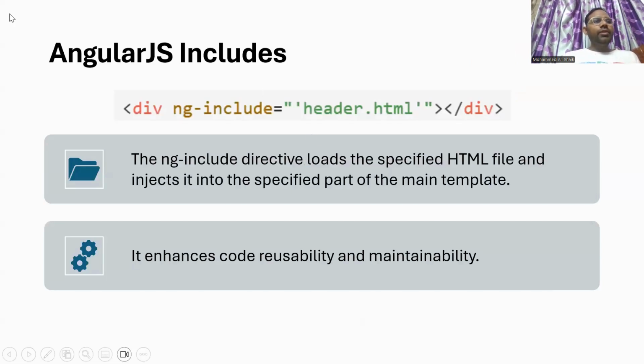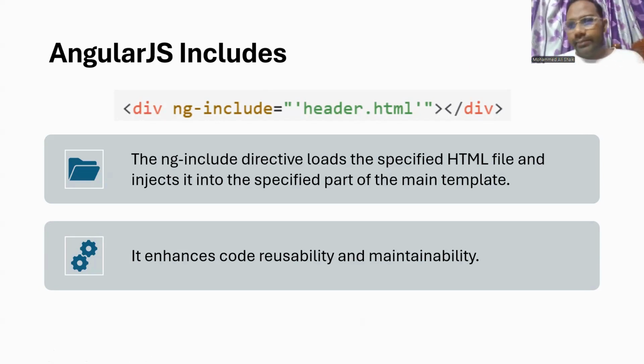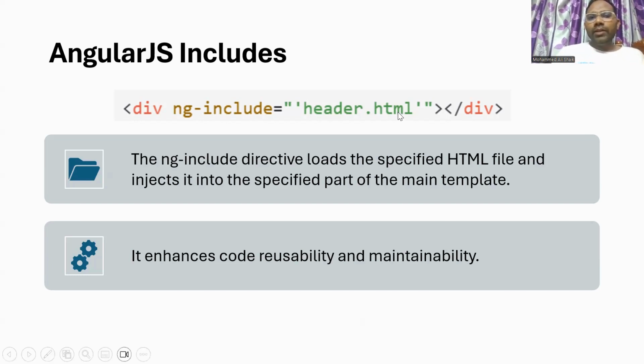So in AngularJS, if you want to include an external file, meaning we want to add one external file, then we are going to use ng-include. Okay. So we can use this in either a div tag. Generally, we use a div tag because it is called a container. Or you can use it in a paragraph tag or any other tag as desired. Okay. So this div ng-include is equal to header.html.